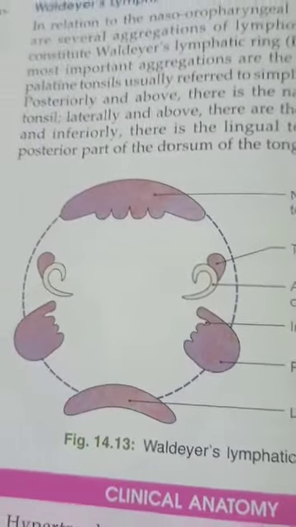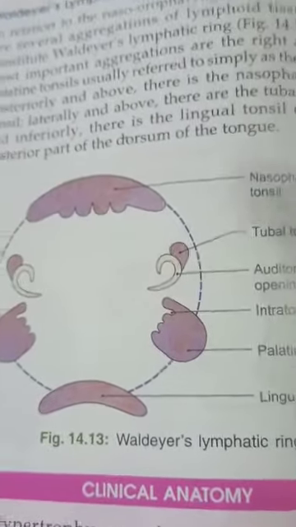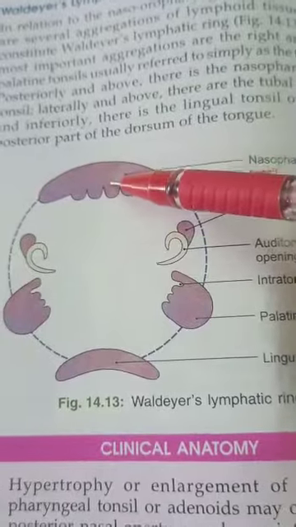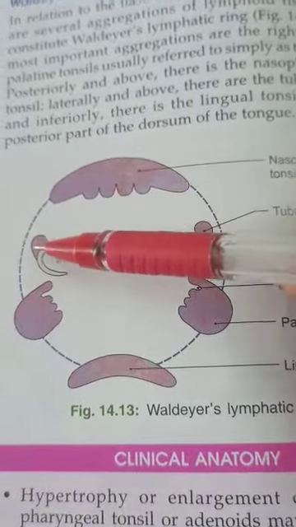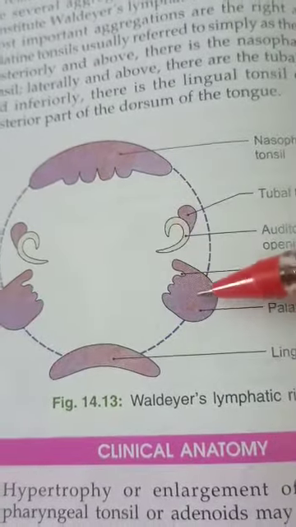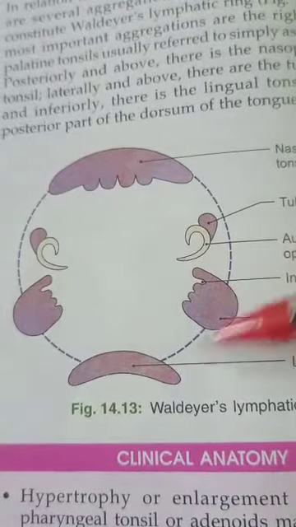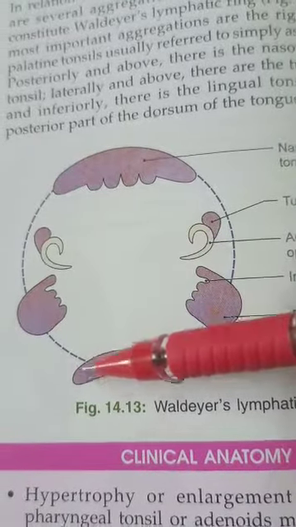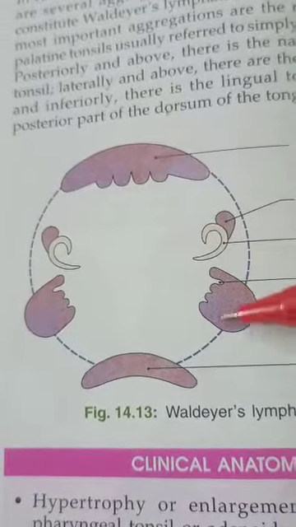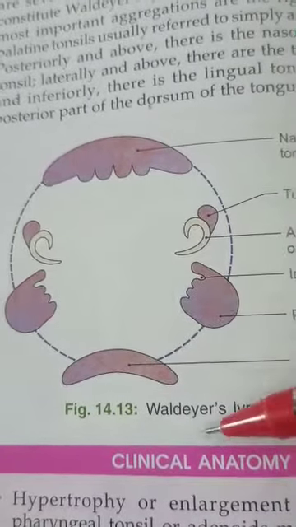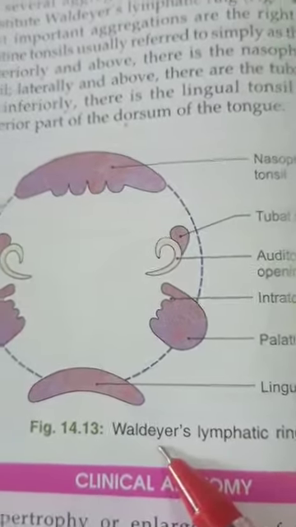This is also a diagrammatic representation. Here we can make out the nasopharyngeal tonsil. Then on either side comes the tubal tonsil, then the palatine tonsil on either side, then the lingual tonsil. All this forms a circle or a ring. That is known as Waldeyer's ring, Waldeyer's lymphatic ring.